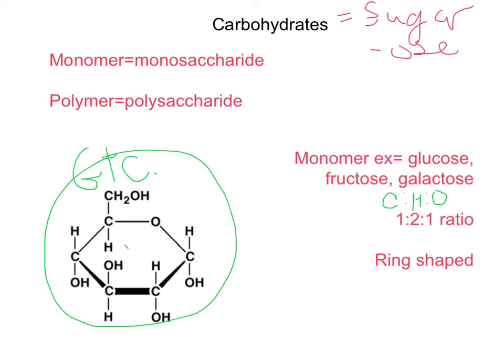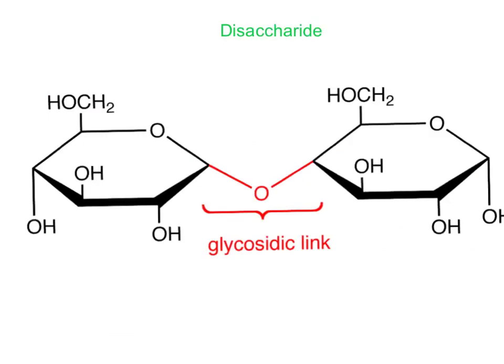You can see that happening here with our 1, 2, 3, 4, 5, 6 carbons. If you count, there'll be 12 hydrogens and 6 oxygens. And like I mentioned before, our monosaccharides are also usually ring-shaped. So let's take a look at what a disaccharide would look like. This here is a disaccharide. With saccharide, you also need to be thinking sugar or carbohydrate.